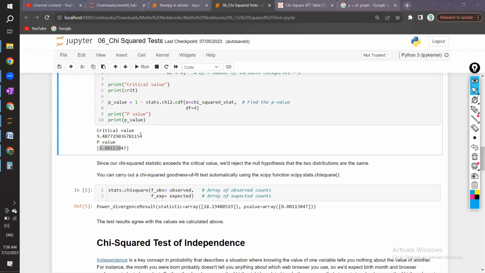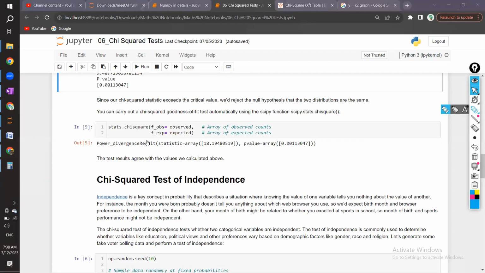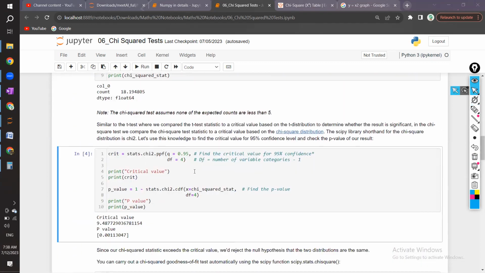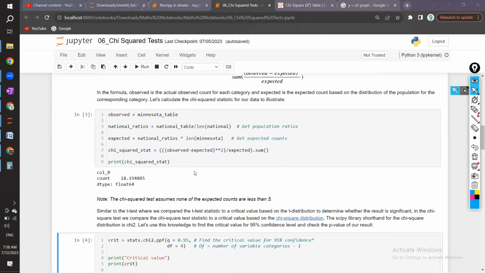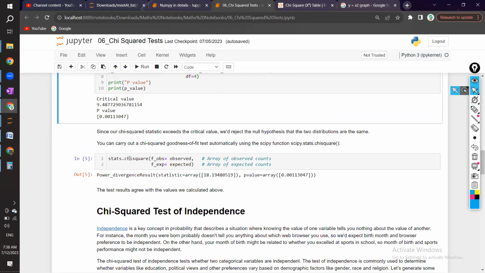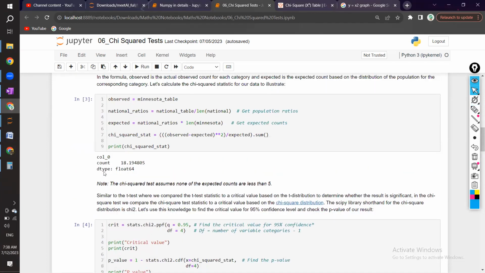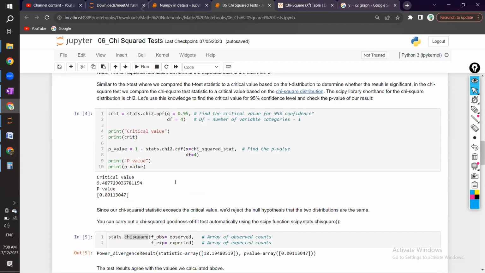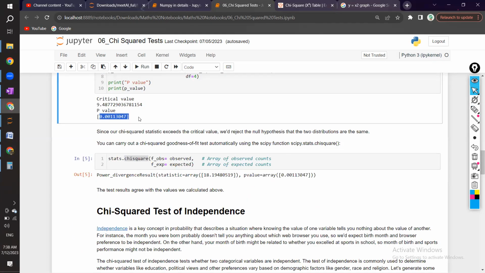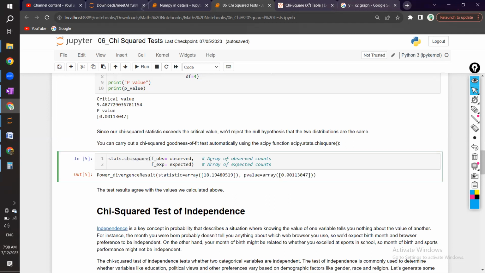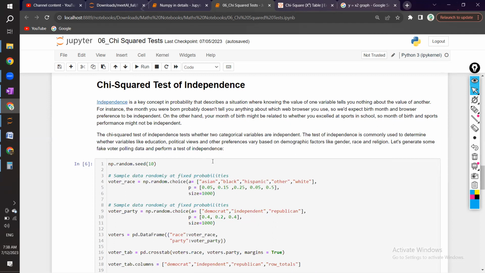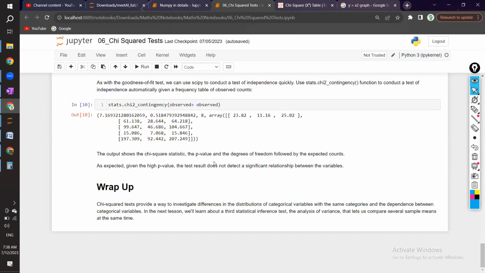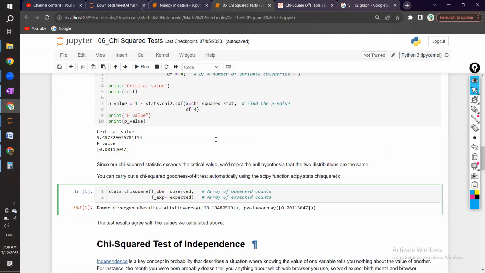So whatever we have done is manual calculation. However, you can directly use stats.chisquare and just give your observed and expected values, guys. Same thing you are going to get, the statistic and the p-value. This is just for your understanding. But if you want to calculate in one shot, you can use stats.chisquare. So you got 18.19 as your chi-square, and your p-value will be 0.01. So directly you can get it using this also. Agree? So that is regarding the goodness of fit test.